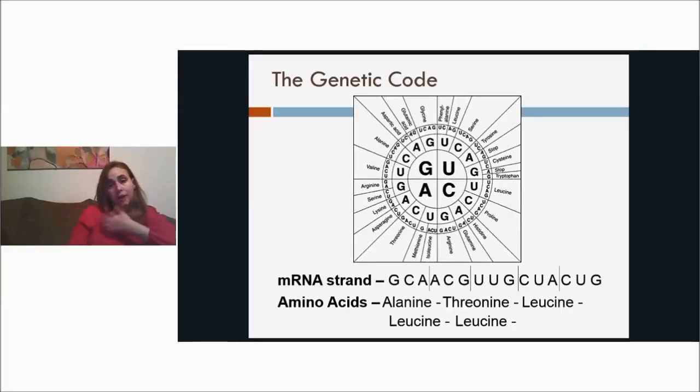That means if you have a substitution of an A for a G, but it's in CUA and change it to CUG, it's still going to make leucine. It's not going to be a big deal at all. The protein hasn't changed structure even 1 bit with that mutation there. So that would be a silent mutation.